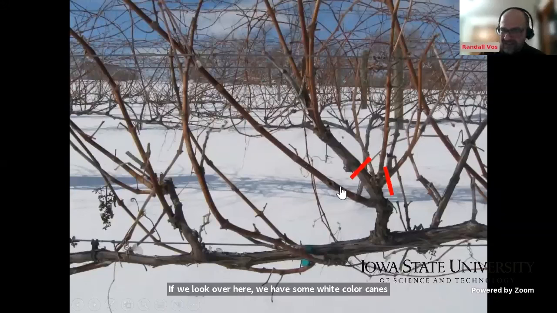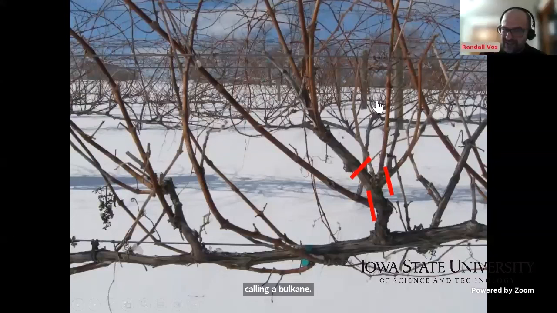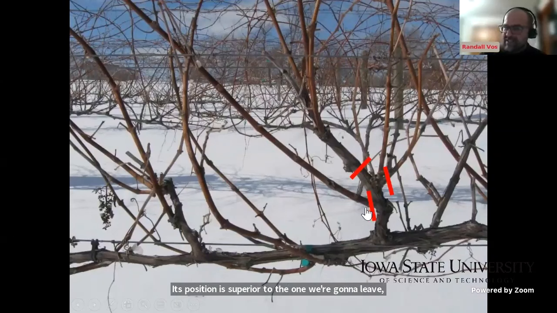We have a pretty thick cane right here, and it's hard to tell from a photo, but that's probably what I would be calling a bull cane. Its position is superior to the one we're going to leave, which is the one right here. But again, because it's a bull cane, that oval shape, leaving this one's probably a better choice. And then we could maybe use these as well. In this case, sometimes just because they're coming off in a weird position, sometimes we don't. But what I'm going to do, and I'll show you here in a little bit, is leave one bud on these canes right here.